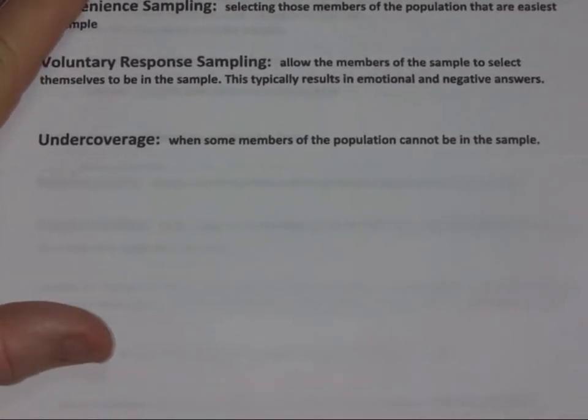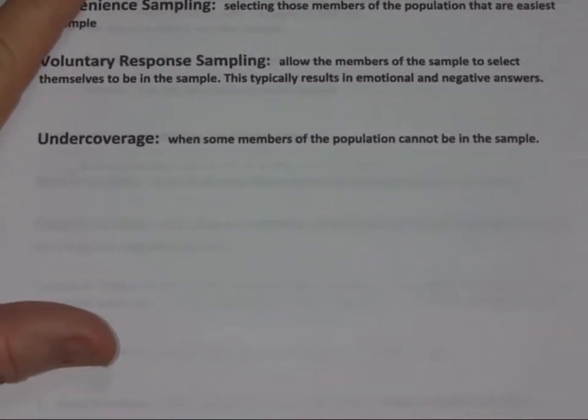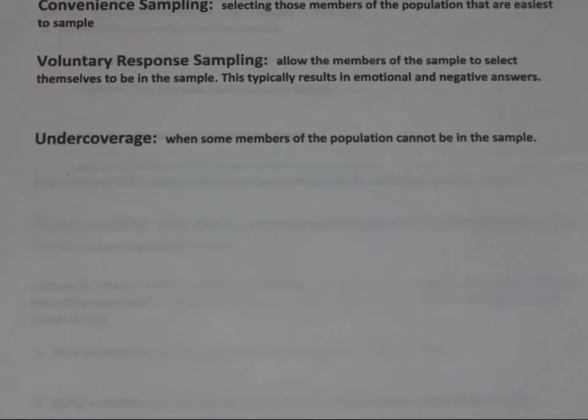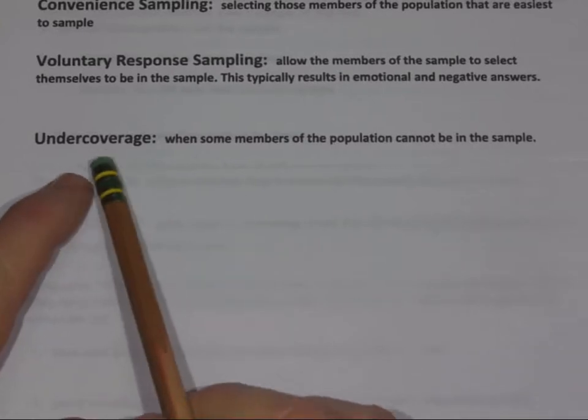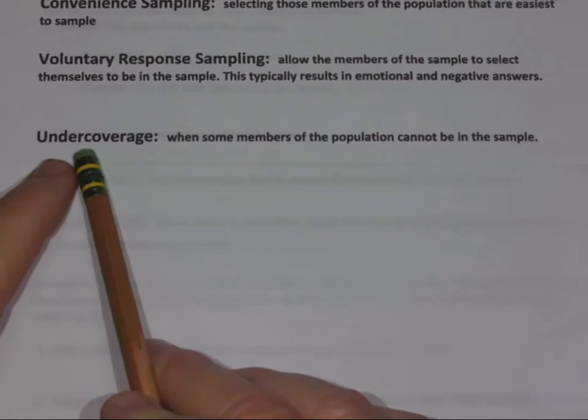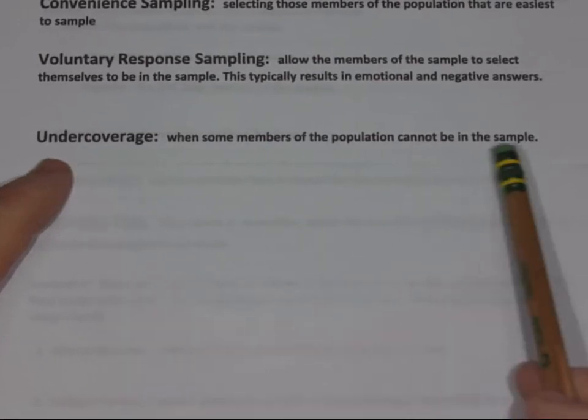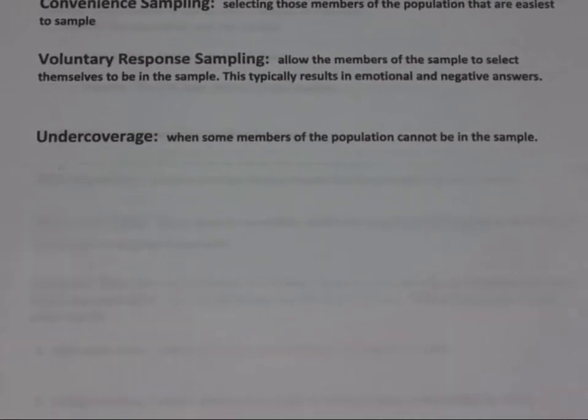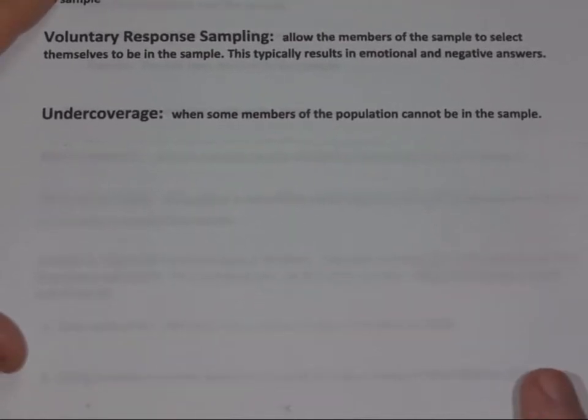Other things that can happen: undercoverage, when some members of the population cannot be in the sample. You do a sample of the students of a school, and you do it on a Friday when, let's say, the ROTC is on a field trip. Okay, so they had no opportunity to be in your sample. Well, you would say you undercovered the ROTC people, or let's say you just did it on my side of the school, which has no freshmen, thankfully. All right, but if you just took your sample from my side of the school, you would say, well, you're undercovering the freshmen. I'm just kidding. I don't hate freshmen. Anyway, all right.